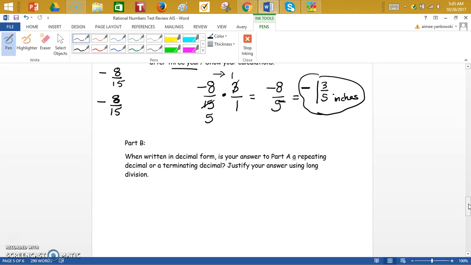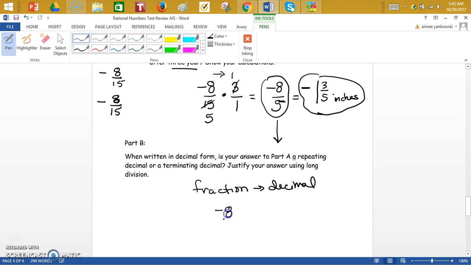All right, part B. When written in decimal form, is your answer to part A a repeating decimal or a terminating decimal? Justify your answer. Okay. So I'm going to go ahead and simplify from this part because now I can easily do my bottom out to go from a fraction to a decimal. You know your final answer is going to be 1 point something. So I'm going to bottom out the 5.